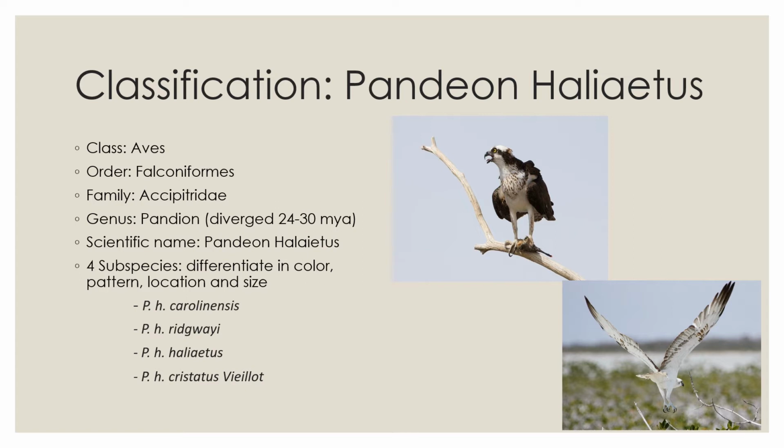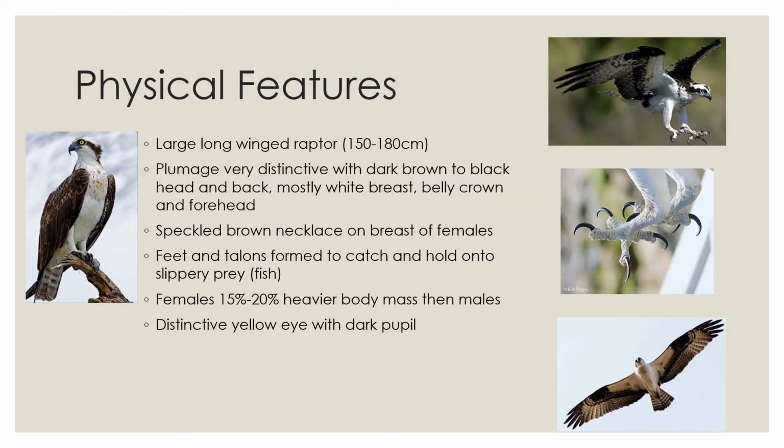There are 4 subspecies that differentiate in color, pattern, location, and size. Some other names you might hear them called by are fish eagle, fish hawk, and sea hawk. Some physical features that would describe this bird is they are large. They do have a large wingspan that commonly measures around 2 feet, but has gotten up to 6 feet before.